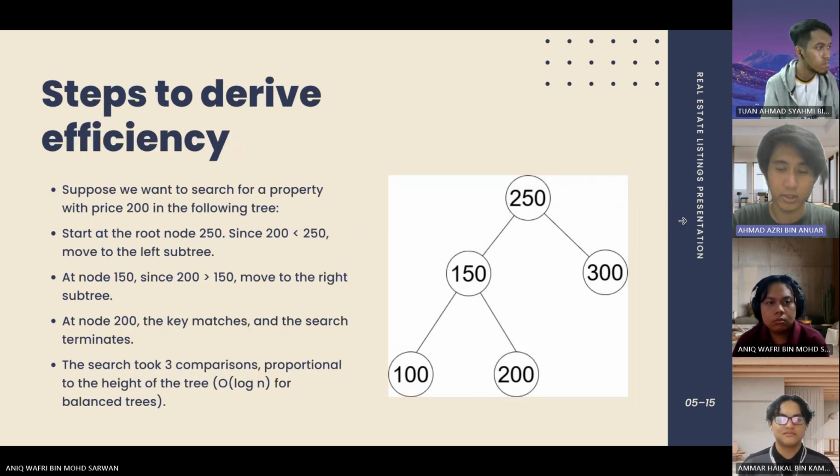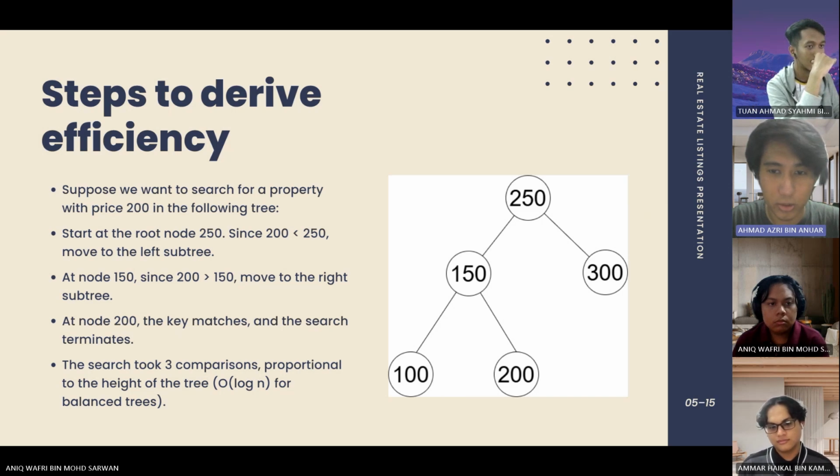So, steps to derive efficiency. Suppose we want to search for a property with price 200 in the following tree. We start at the root node, which is 250. Since 200 is less than 250, we move to the left. Now we are at the 150 node. Since 200 is more than 150, we move right, and the key matches and the search terminates. So the search only took 3 comparisons, proportional to the height of the tree. So O(log n) for a balanced tree. Okay, next slide.